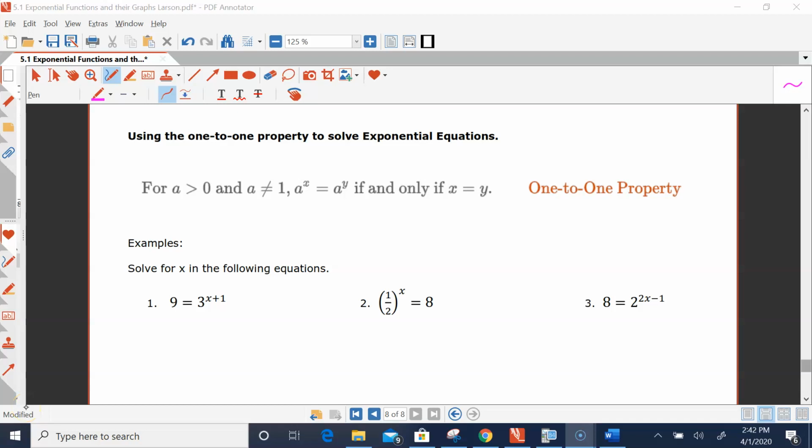Okay, part 3, section 5.1 in college algebra. Let's wrap up this section with how to solve exponential equations. We're going to look at using the one-to-one property to solve exponential equations. Here is what the one-to-one property says.